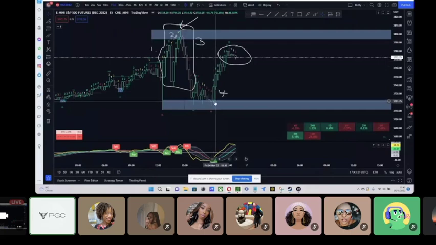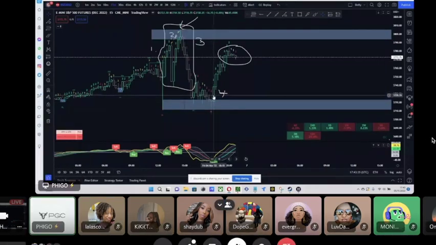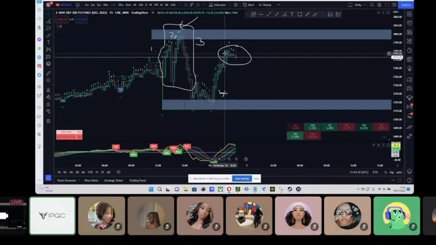Bounced off the demand zone, 2 down, 2 up. I believe I entered here, and then I caught this move to end the day really nice. So all in all, it was a good day, but the emotions that day were up and down, and I just wanted to highlight that if I'd stuck to my rules initially, I wouldn't have been down and I would have been up.